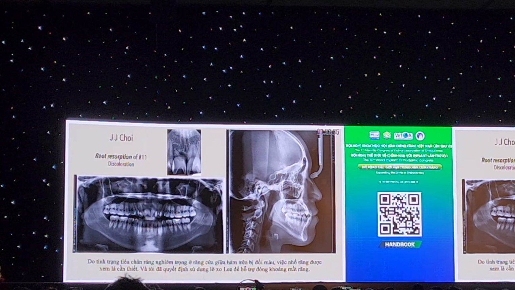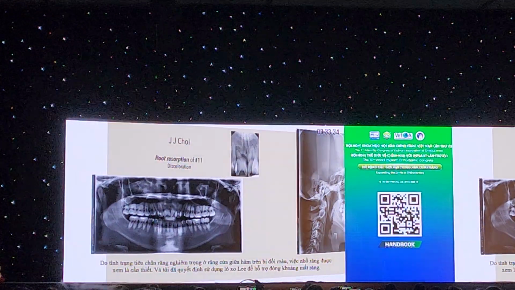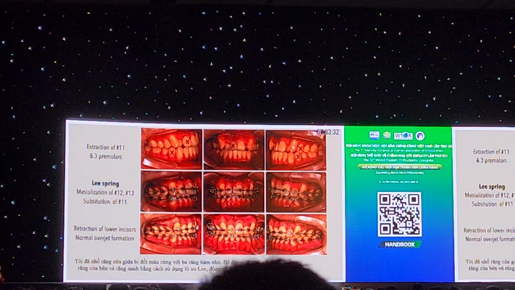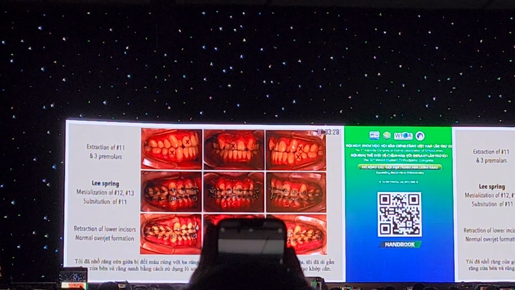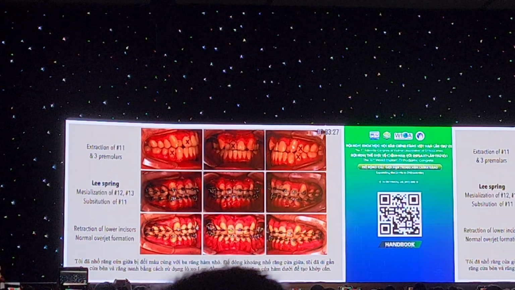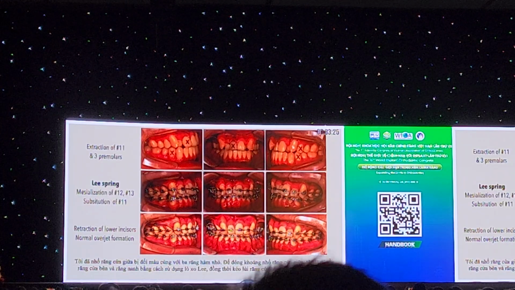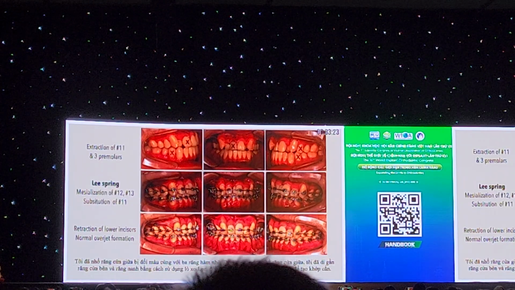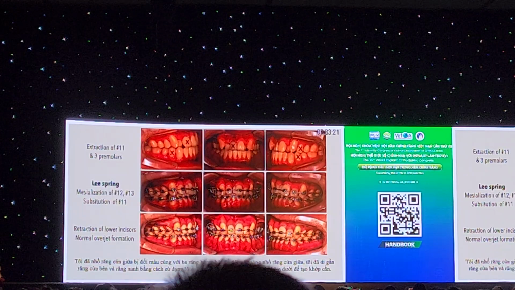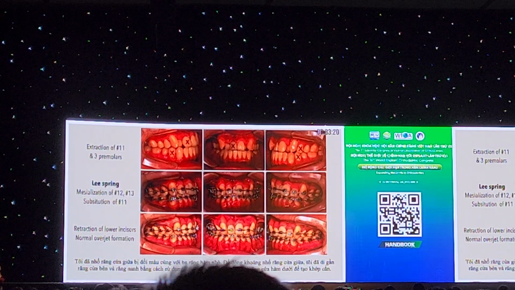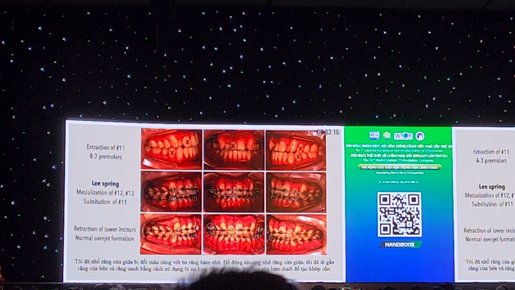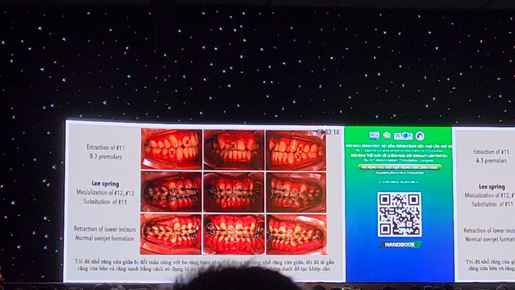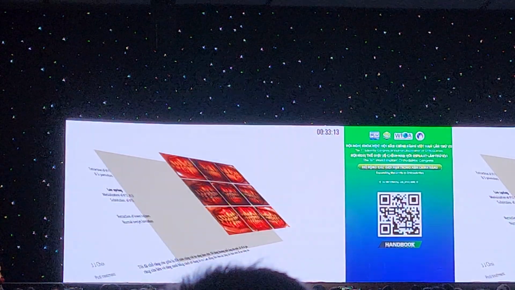facilitate the closure of this space. I extracted the discolored maxillary central incisor along with the 3 premolars. To close the extraction space of the central incisor, I moved the lateral incisors and canines medially using the leaf spring and retracted the mandibular incisors to create a compromised occlusion.